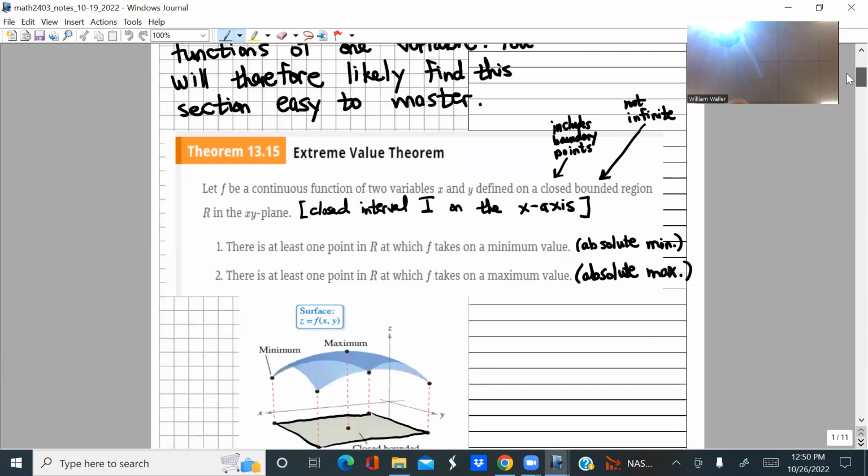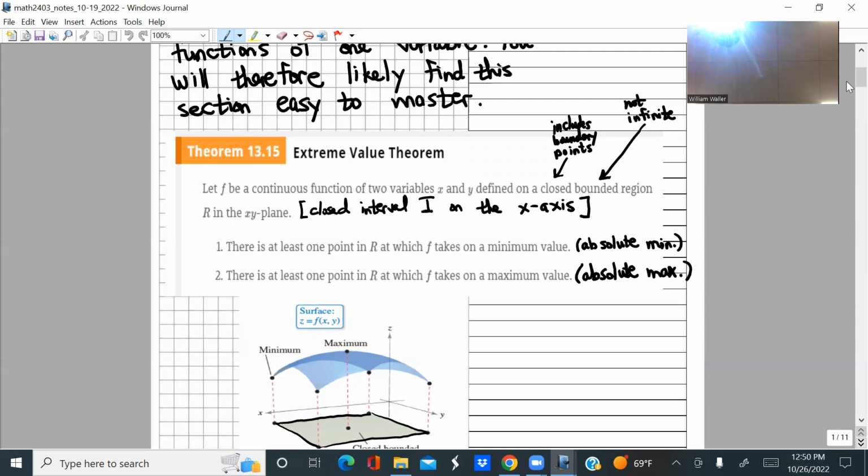Now, let me tell you, these peaks and valleys have to exist, okay, in certain situations. So if you have a function of two variables, that's going to give you a surface, right? If your domain is a closed region in the xy plane, by closed region, I mean it's a region that contains the boundary of the region. Right, so if it's a region that contains its boundary, then you're guaranteed that that function will have a maximum and a minimum.